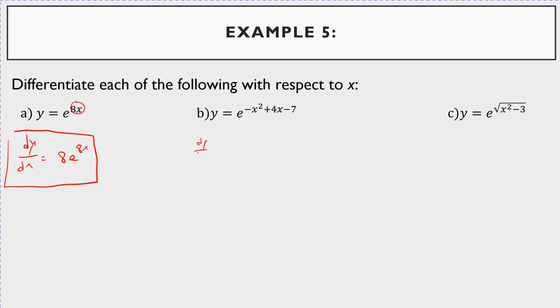So here, dy dx. We're going to take the derivative of the exponent. Well, just go piece by piece. The derivative of minus x squared is minus 2x. The derivative of 4x is plus 4. And now I'm going to go e and then just rewrite whatever the exponent is.